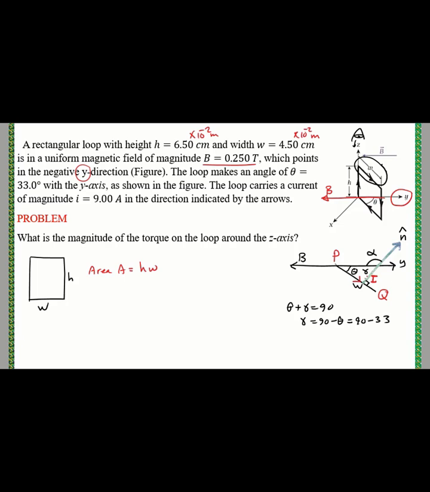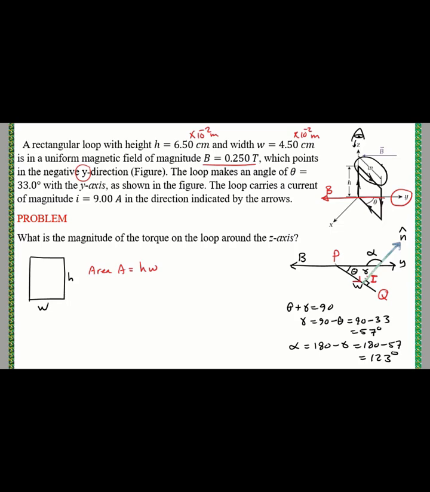33, which is 57 degrees. What about alpha? Alpha equals 180 minus gamma. 180 minus 57, which is 123.